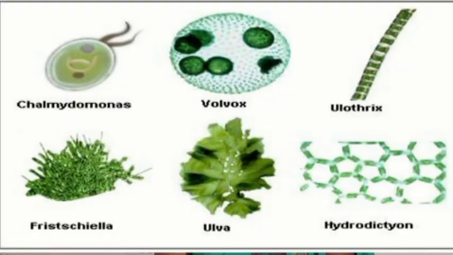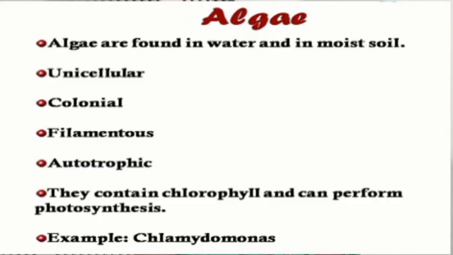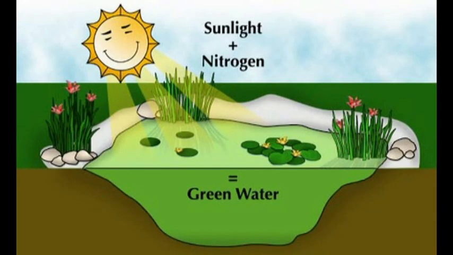Now let us move to the next group of microorganisms, that is algae. Algae are found in water and moist soil. They are unicellular, colonial, filamentous and autotrophic. That is, they have the ability to prepare their own food. Most of the algae contain a pigment called chlorophyll, which in turn helps them in the process of photosynthesis. Algae are divided into three major groups.